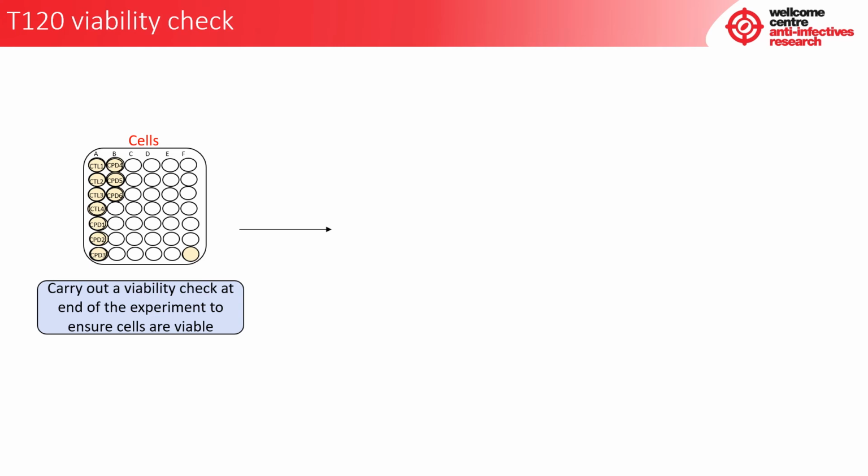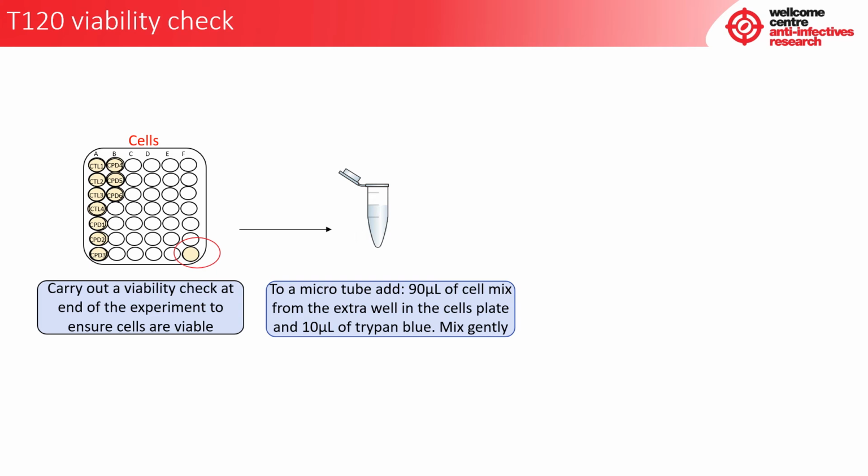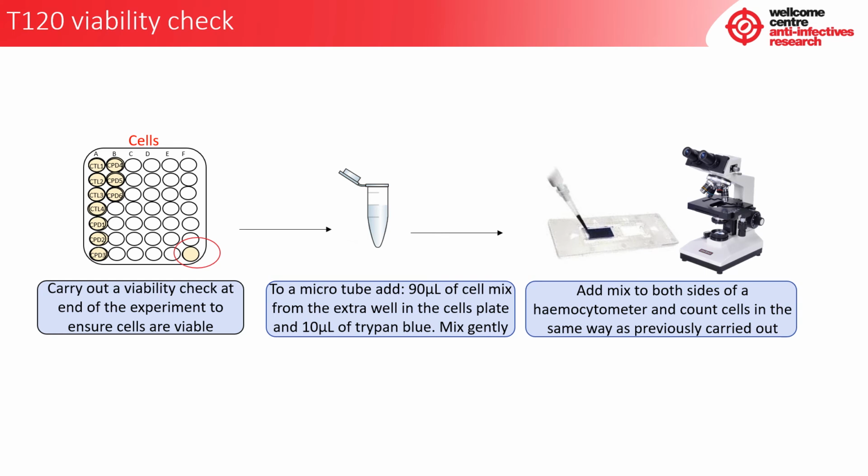T120 viability check. Carry out a viability check at the end of the experiment to ensure cells are viable. To a microtube add 90 microliters of cell mix from the extra well in the cells plate and 10 microliters of trypan blue. Mix this gently. Add mix to both sides of the hemocytometer and count cells in the same way as previously carried out.